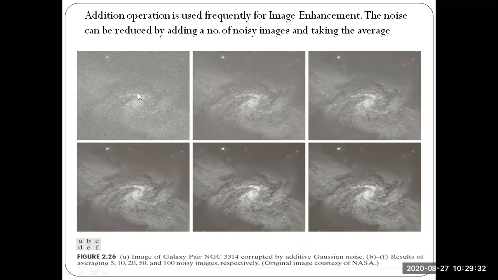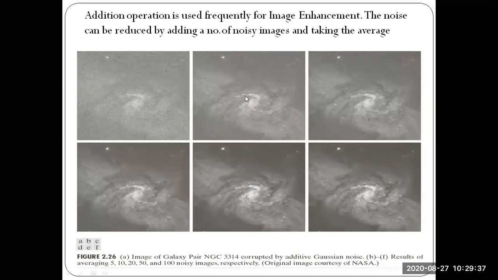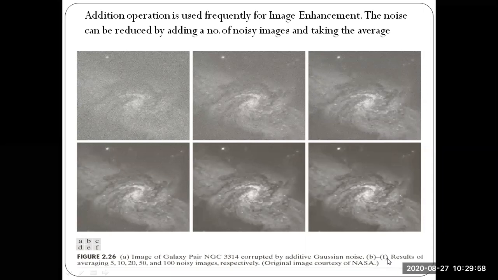If you want to remove the noise, here I am using the averaging process. Averaging process means the noise can be reduced by adding a number of noisy images and taking the average. Here I am showing figures B to F. What are figures B to F? Results of averaging of 5, 10, 20, 50 and 100 noisy images respectively.